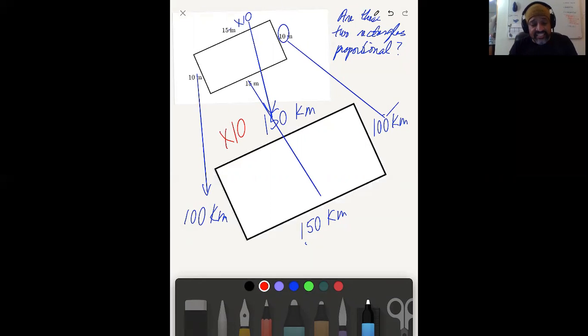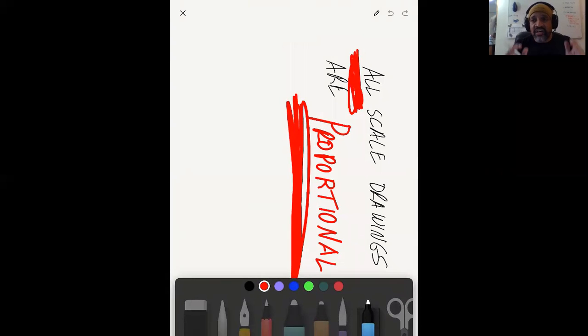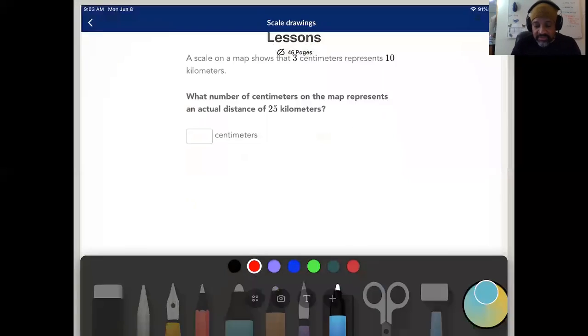Now, here's the idea that you guys have to use for this week's assignment. All scale drawings are proportional. You assume that when you see a problem that says, here's a scale drawing of this, that means they're proportional. You don't have to question whether they're proportional or not. You might have to figure out what the scale factor is, but you should assume that they are. And once you know that, it makes these problems much easier.